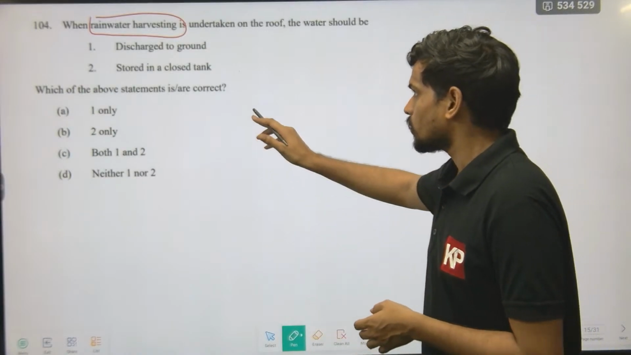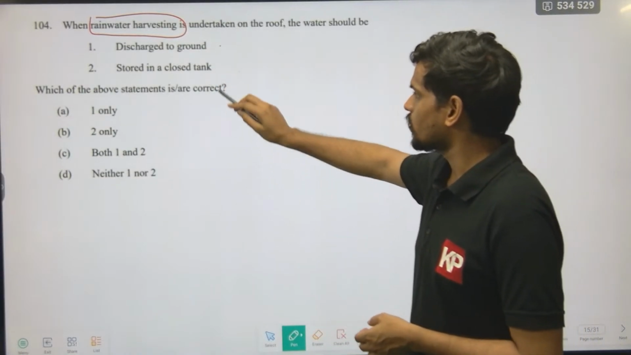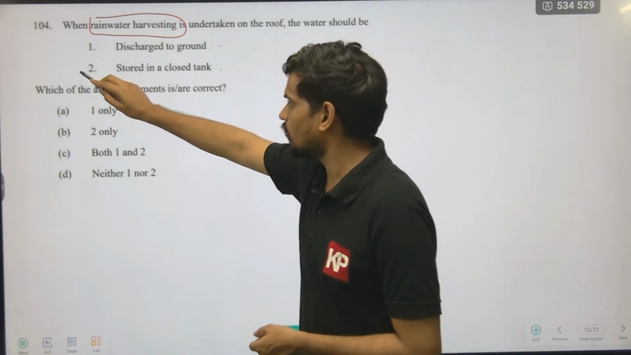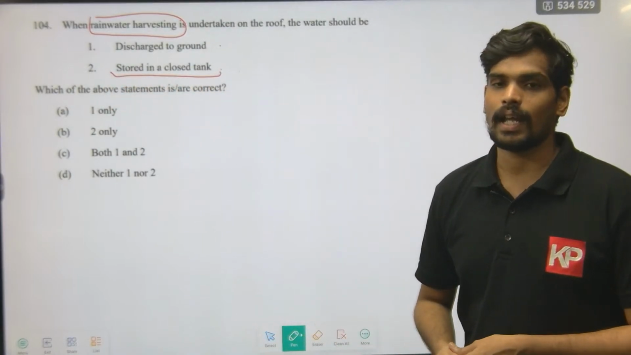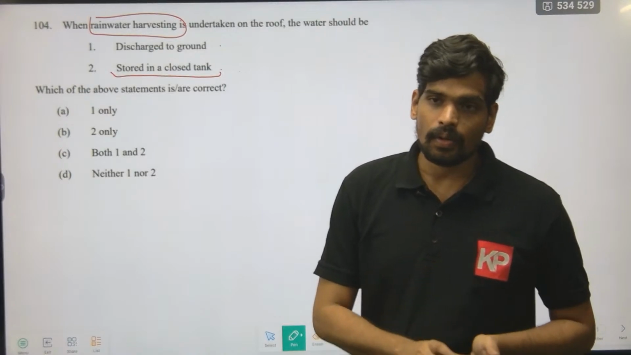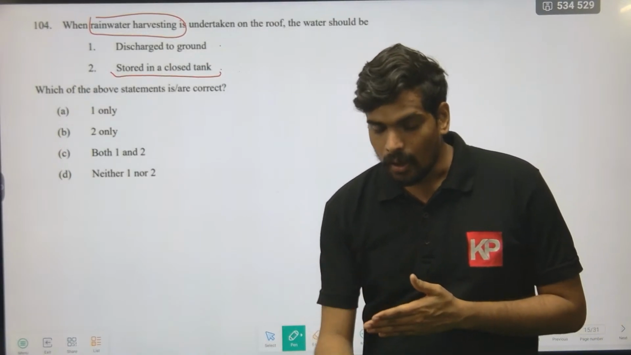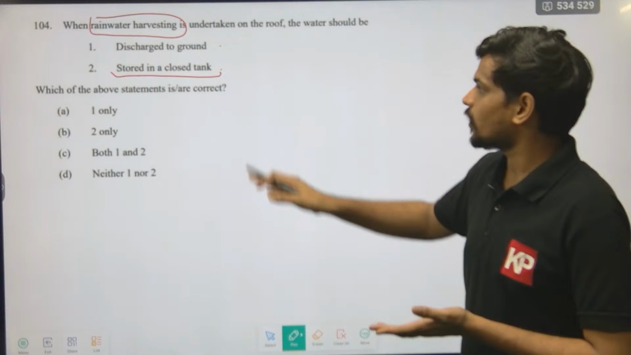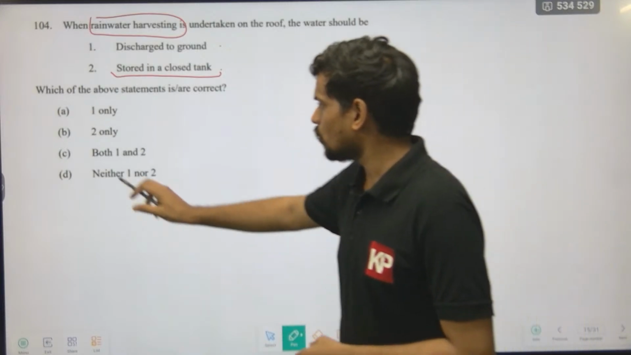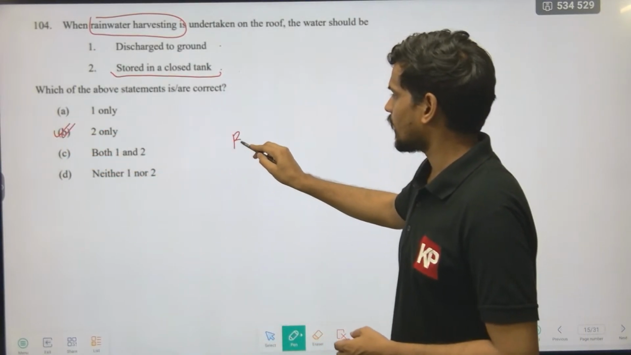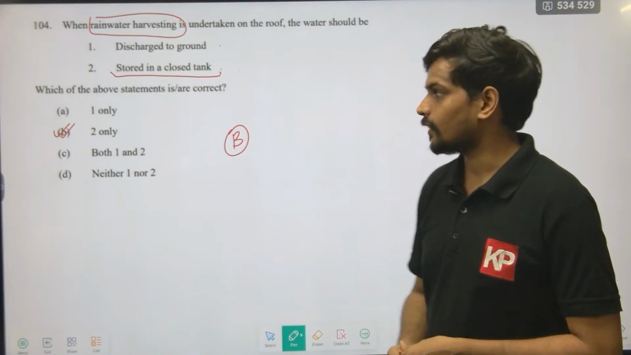That is different. So discharge to the ground, stored in a water tank. The appropriate answer will be stored in a water tank, because rainwater harvesting is storing and using, whereas groundwater recharge is recharging it or discharging it into the ground. So 2 only will be the appropriate answer for rainwater harvesting. B will be the correct answer.